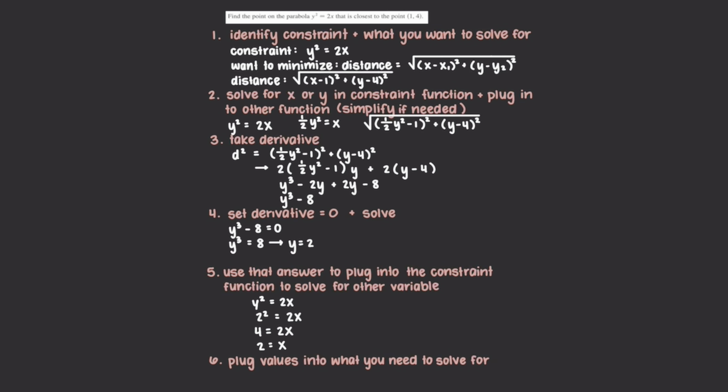So now look. We have an x and we have a y. Plug values into what you're needing to solve for. What are we trying to solve for? We're trying to solve for a point on the parabola that's closest to a certain point. So now we have a value for x and we have a value for y. So we literally just plug it in and that's the point that is going to be the closest.